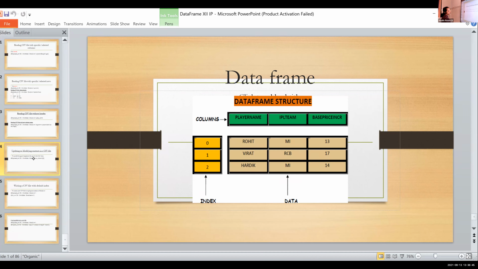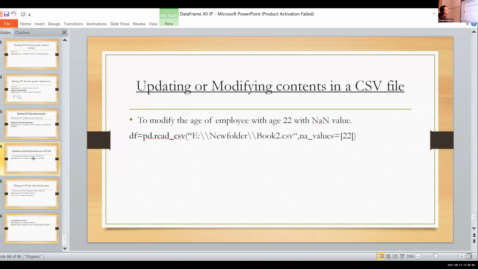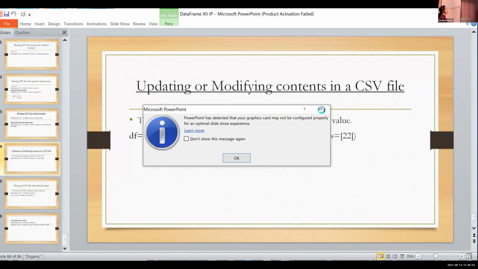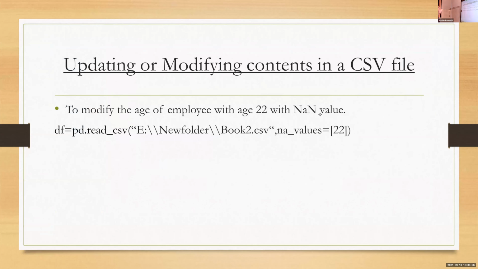So the last topic we discussed is updating a CSV file. To modify the age of the employee with age 22 with a NAN value, you want to write the statement df is equal to pd.read_csv. read_csv is the command used to read the data, and first you want to write the location of that file. Book2 is my CSV file, and the location of my CSV file is new folder book2.csv.